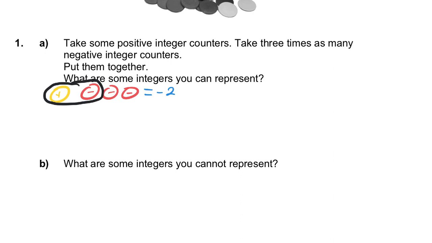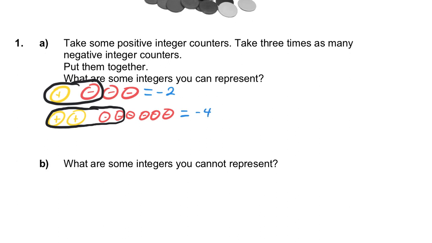But what if I started instead with 2 positive integer counters, and then I had 3 times as many negative integer counters? 3 times 2 is going to be 6. 1, 2, 3, 4, 5, 6. All of these are negative integer counters. Again, I want to see where are my 0 pairs. So I've got 2 positives here and 2 negatives here. Those are going to cancel out. So I'm going to circle these because that will be 0. I can ignore those and just pay attention to what I have left. And I have 4 negatives left.